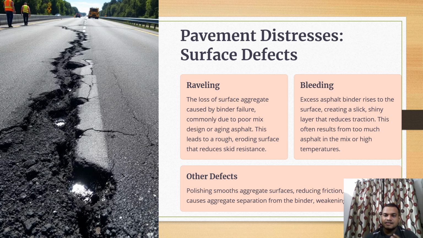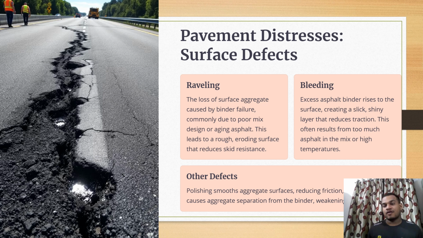Bleeding. Excess asphalt binder rises to the surface, creating a slick, shiny layer that reduces traction. This often results from too much asphalt in the mix or high temperature. Using asphalt in high quantity will also lead to bad binding between the particles, and that will also hamper the quality of the materials, and therefore it will lead to bleeding.